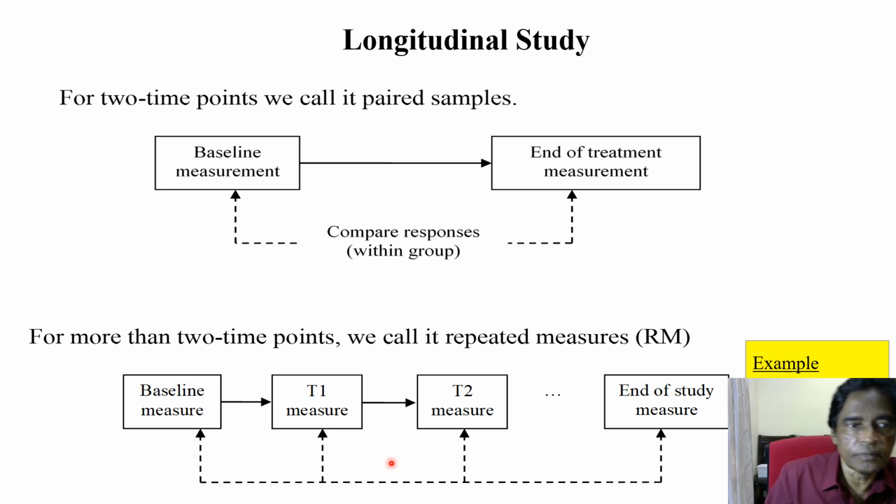Example, we can talk about the growth pattern among children, right? Let's say after 1 year, we follow them, 2 years, 3 years, and so on. Sometimes we follow the adolescents, 12 years, and then 13 years, 14 years, we follow them. It's a longitudinal study. Many studies are going on in this area.